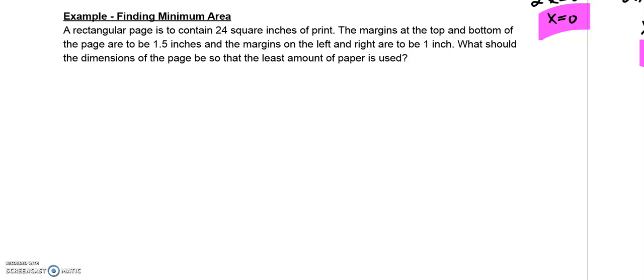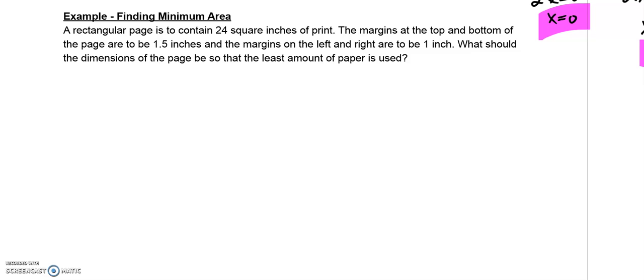Okay, so on this one, it says a rectangular page is to contain a square 24 inches of print. So that's the printing area. The margins at the top and the bottom of the page are to be 1.5 inches, and the margins left to the right are 1 inch. What should the dimensions of the overall page be so that the least amount of paper is used?